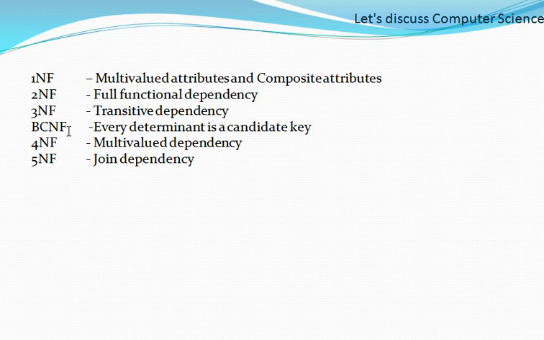For fourth normal form, we are eliminating the multi-valued dependency, and for fifth normal form we have to eliminate the join dependency. These are the 5 normal forms. We should be very clear, because every year at least one question will come from normal forms, so it's a very important topic.